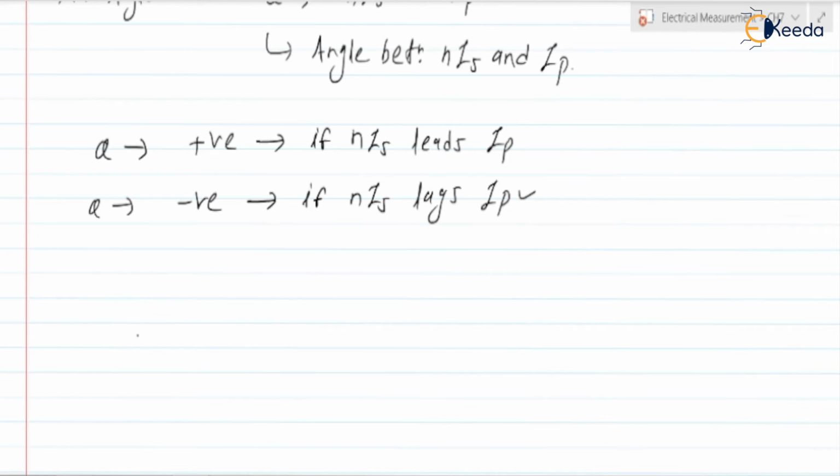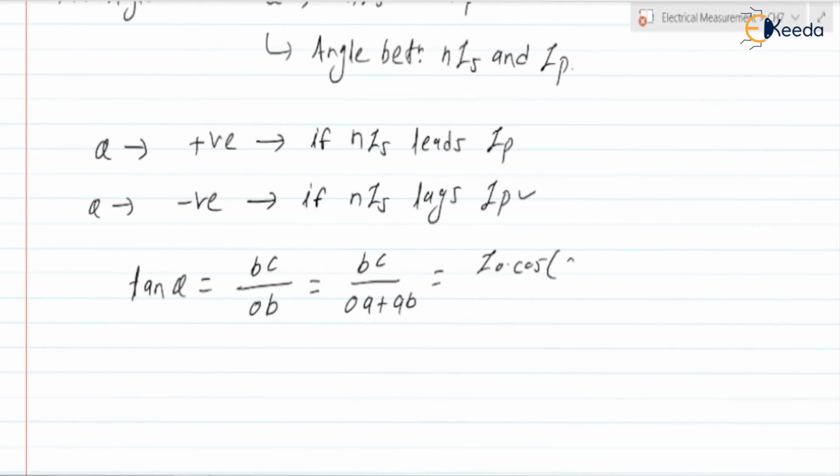Now, if you check the phasor diagram, we can write tan theta equal to BC upon OB, which is BC upon OA plus AB. We already discussed this in the last video, so you can refer to that phasor diagram. Here we have derived the expression: BC is I0 into cos of delta plus alpha, divided by N into IS plus I0 into sine of delta plus alpha.